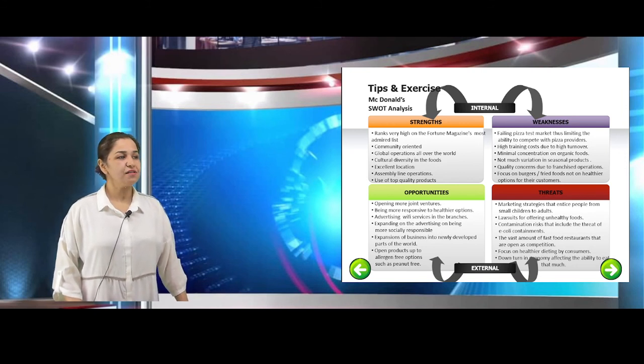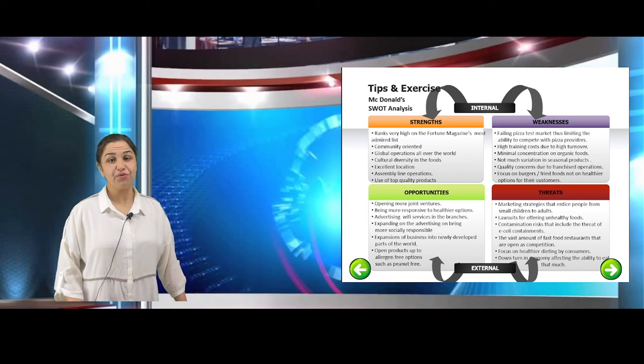So what are the weaknesses and threats of McDonald's? Failing pizza test market, thus limiting the ability to compete with pizza providers. High training costs due to the high turnover. There is minimal concentration on organic food because they can freeze, they can get ready earlier, and in no time you will have your pizza or some other foods ready. So there are less organic foods.